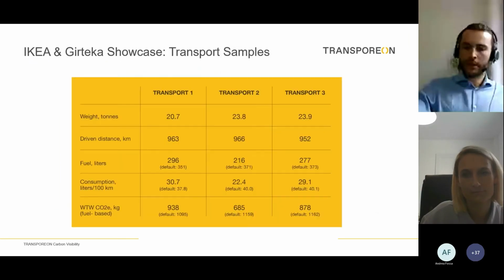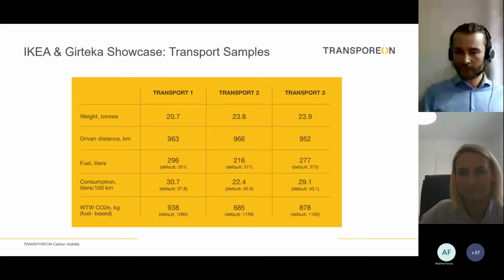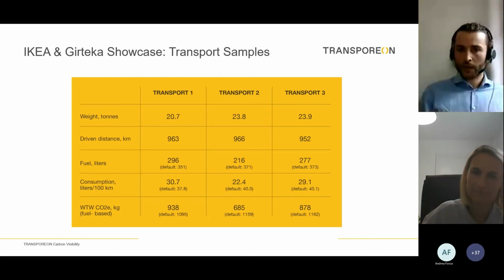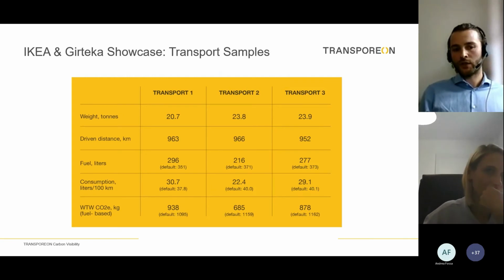And I have as well brought some transport samples. They are as well showed in the case study itself. So we have here 3 different transport samples with 3 different distances, all above 900 kilometers, and we could see significant deviations in the fuel consumption, and therefore as well in the wheel to tank emission overall.